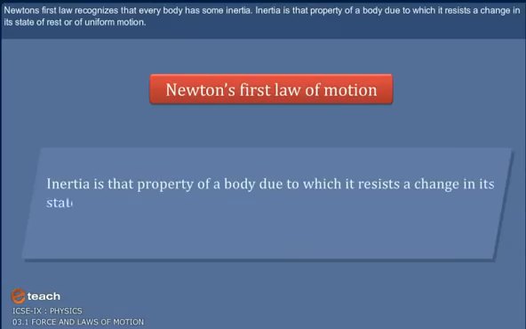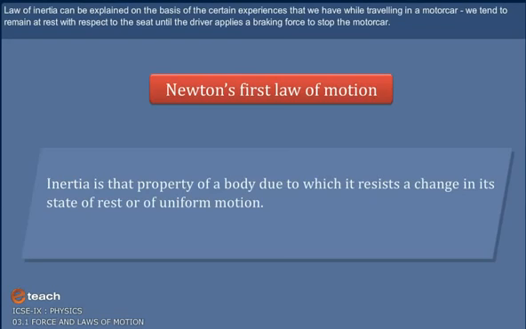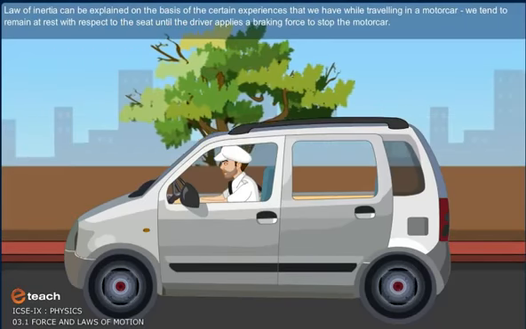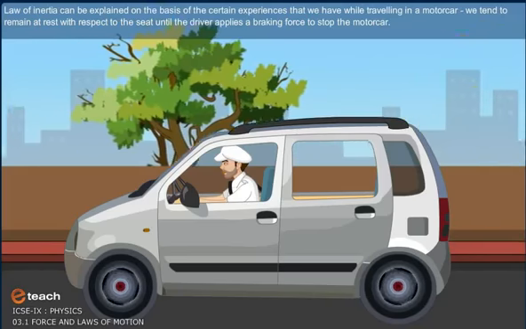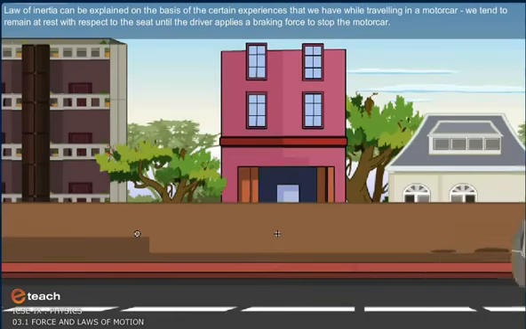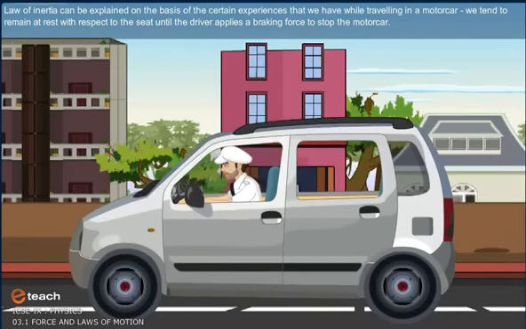Inertia is that property of a body due to which it resists a change in its state of rest or of uniform motion. The law of inertia can be explained on the basis of certain experiences that we come across while traveling in a motor car. We tend to remain at rest with respect to the seat until the driver applies a braking force to stop the motor car.